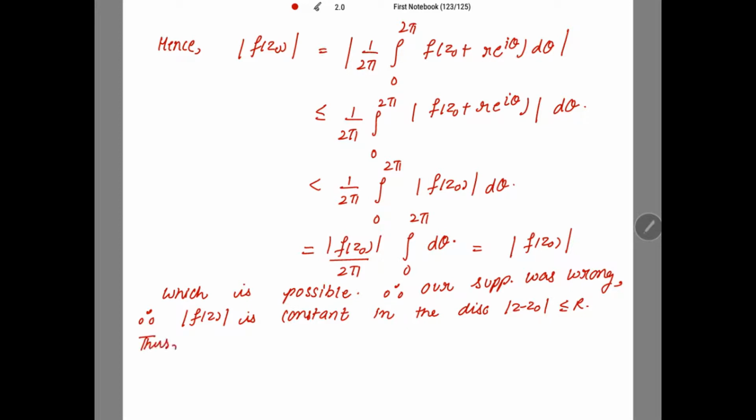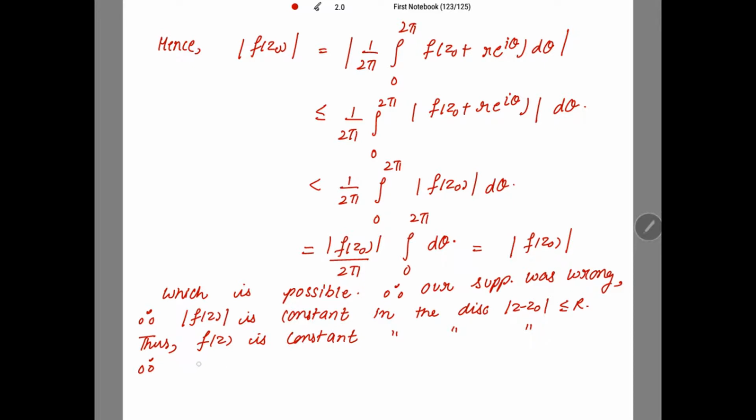So thus, if mod of f(z) is constant, that means f(z) is constant in the disk |z - z0| ≤ R. And therefore, by the identity theorem, if this constant condition holds for this disk, then this constant condition also holds for the whole domain D, because your function is analytic. And also it holds for the closed disk whose limit points belong to the disk only.